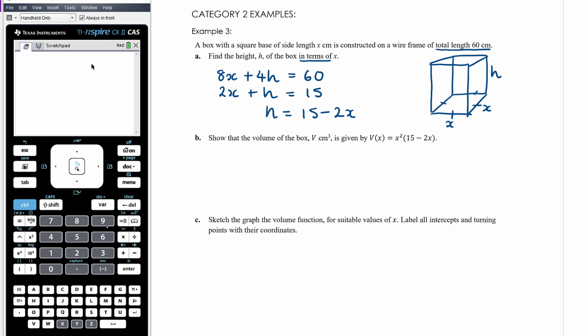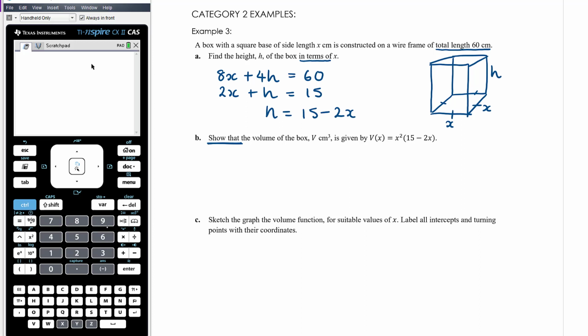All right. Part B says show that. This is another really important instruction we want to become familiar with. Show that the volume of the box is given by this. It's really important that you understand why this is saying show that, okay? It is because what this question really wants to ask you is find an equation for the volume in terms of x. That's what we want that question to be.